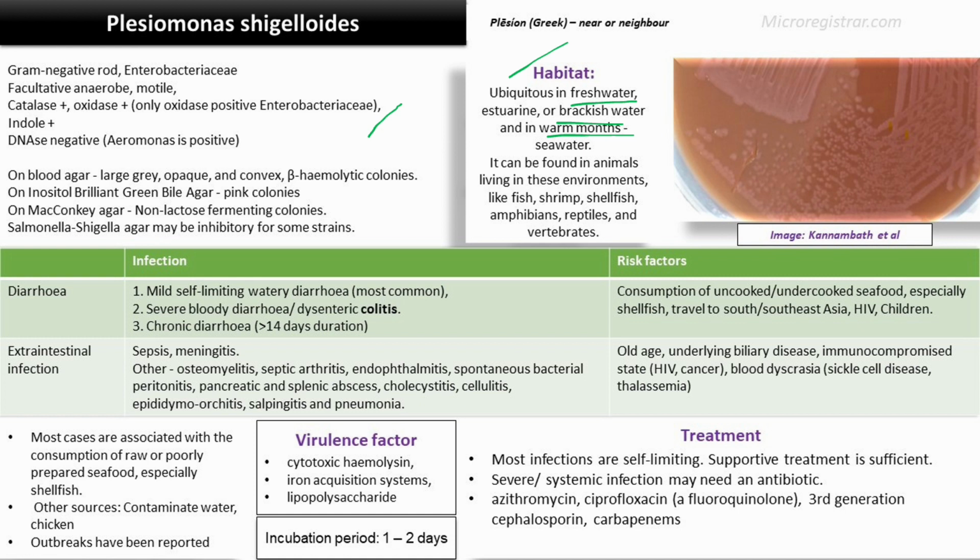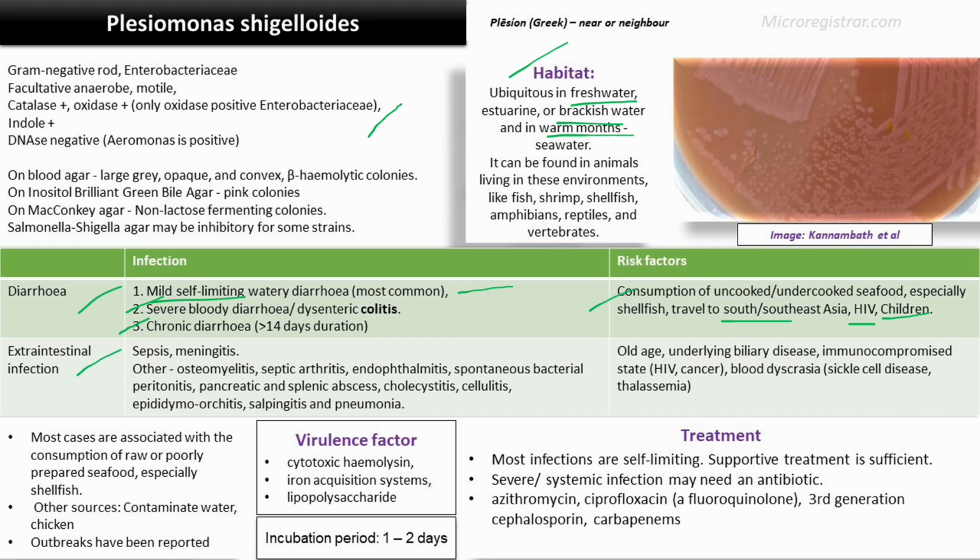For infection, since they are enteric, they can cause diarrhea, which is a mild, self-limiting watery diarrhea. This is the most common infection we can get from Plesiomonas. Some cases can cause severe bloody diarrhea, also known as dysenteric colitis, and chronic diarrhea, which may last for more than 14 days. The risk factor is again consumption of undercooked seafood such as shellfish. Sometimes you can also be predisposed if you travel to Southeast Asia or have HIV, and especially children.